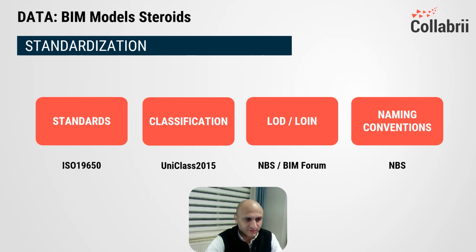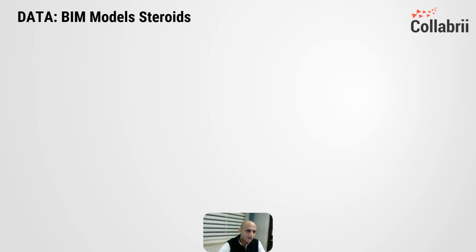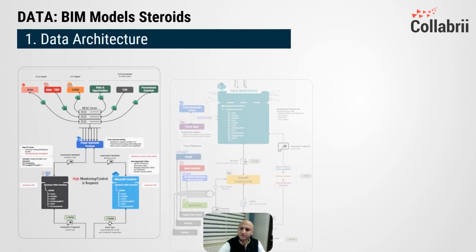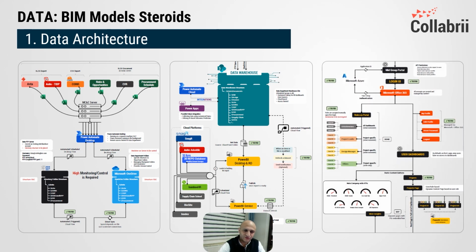After standardization, we go for the architecture. Data architecture means that you need to identify and map the sources of information that you have. Which software gives me what type of data, in what format? Where does it go? How is it being stored? How is it being pulled or pushed?